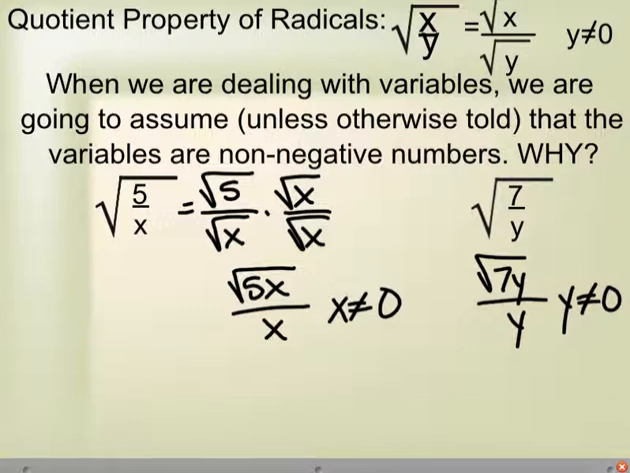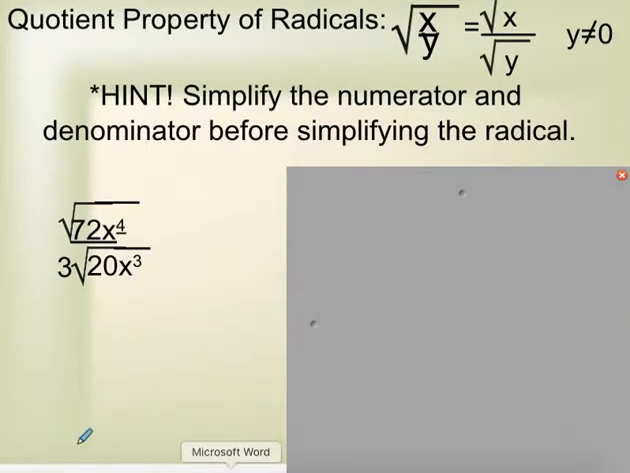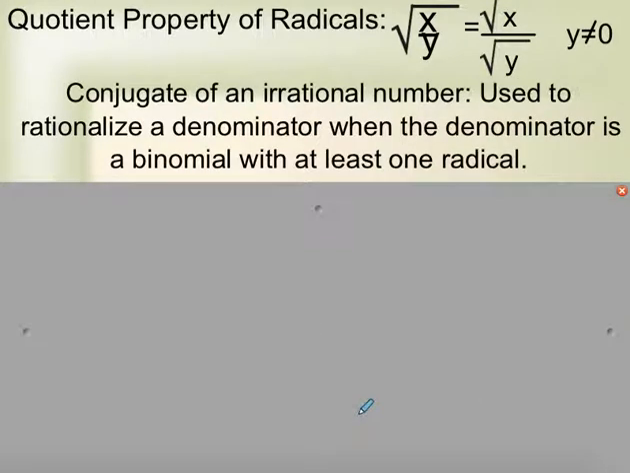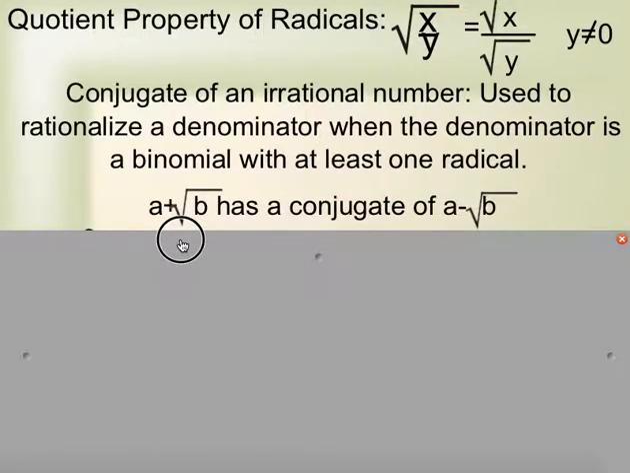All right, now to these binomials, because we won't always have just one variable or one term in the denominator. And now what we have to use is called a conjugate. So if I have something like a plus root b, that has a conjugate of a minus root b. The reason being is this. Let me give an example here.